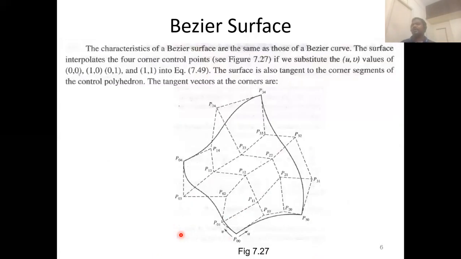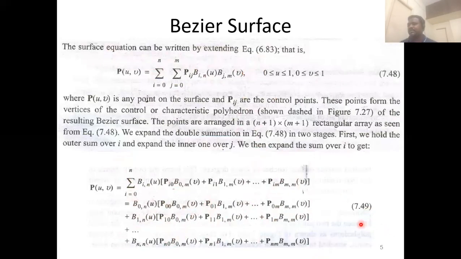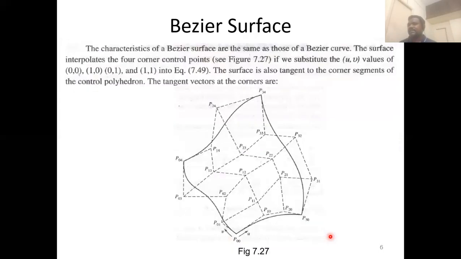Now, what you have seen previously in this expression 7.4.9 is represented geometrically like this. It is the geometrical representation of the topology of the Bezier surface. These two will be tangent to the surfaces. The characteristics of the Bezier surface are very similar to those of the Bezier curve. If you substitute the u value and v value, the surface is tangent to the corner segments of the control polygon.